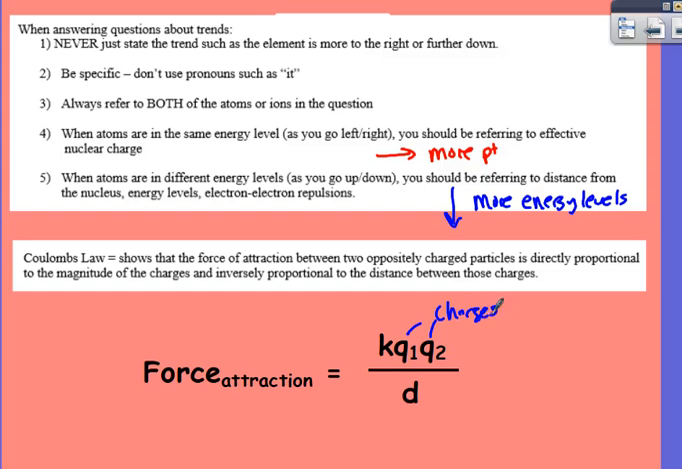So when we're referring to the nucleus and the electrons, like how much energy it takes to remove an electron, your charge of the nucleus would be Q1, that would be your effective nuclear charge, and the electron has an opposite charge. And then distance, how far away from the nucleus are those electrons? So it would be the distance between the electron and the nucleus. So the charges come into play and the distance.